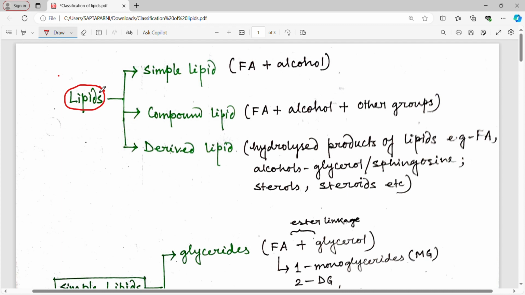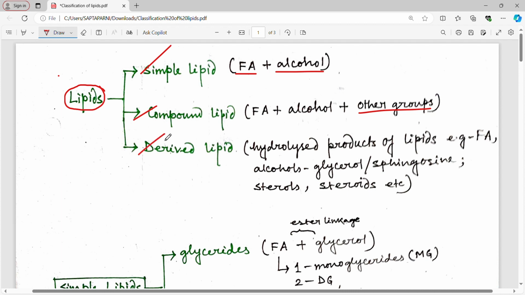Okay, so see here, there are three types of lipids. The first one is simple lipid, which is made up of only fatty acid and alcohol. So simple lipids are the esters of fatty acid and alcohol. Next, compound lipid, which is an ester of fatty acid plus alcohol along with other groups. These groups can be phosphate group, nitrogenous or non-nitrogenous groups, amino acids, or glycerol even.